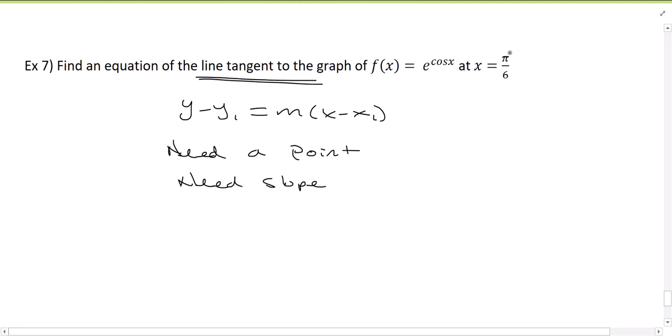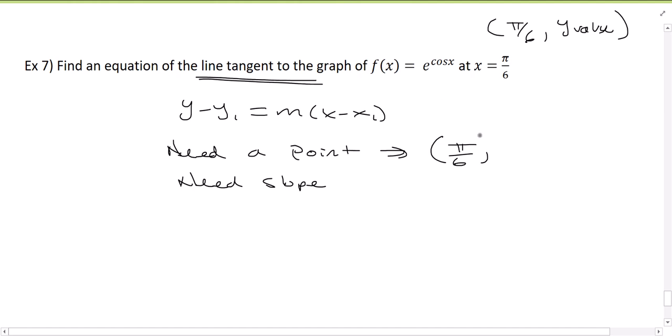In your homework, sometimes you may already be given the point, right? There will be pi over 6 comma and then whatever the y value associated with that is. Here, I'm not giving you the y value, so we have to find it. So our point so far is x is pi over 6 and y.